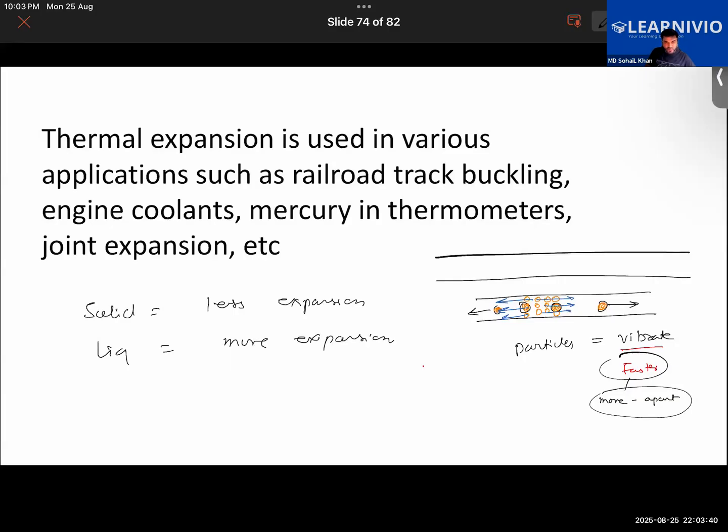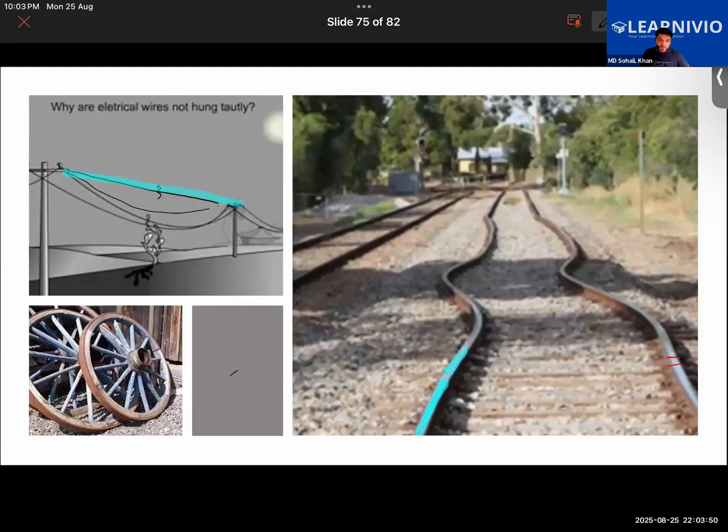Good. While in the gases, now we are seeing that the expansion is maximum. There's maximum expansion in the gases. Okay, that is the thing.